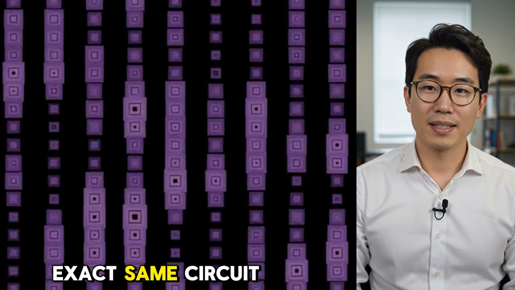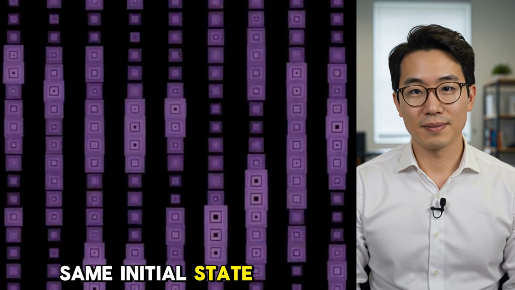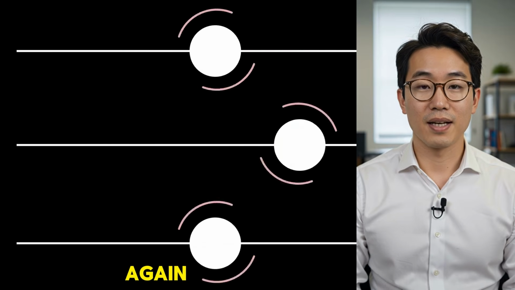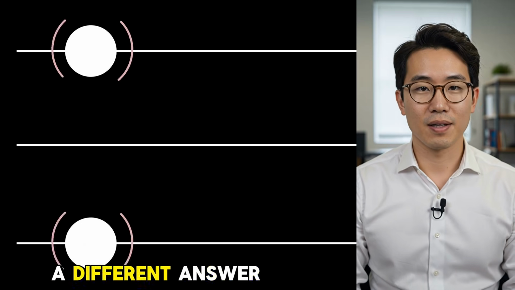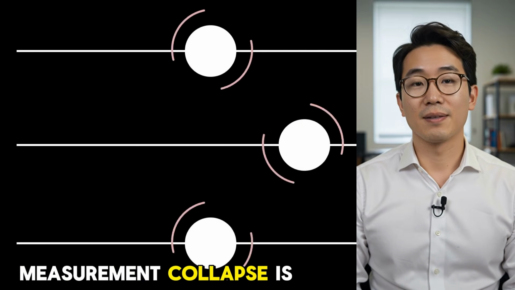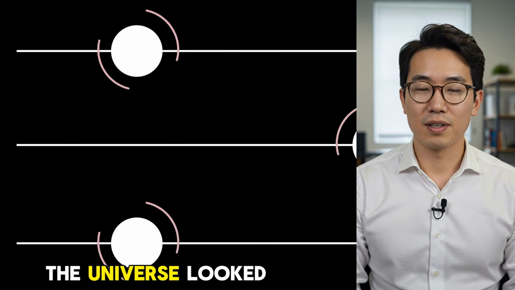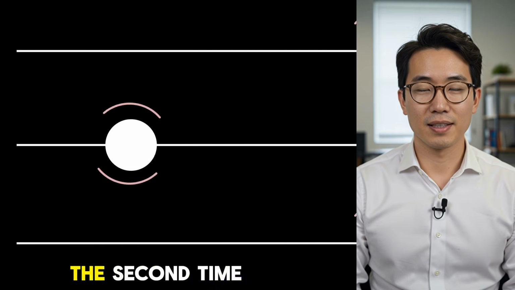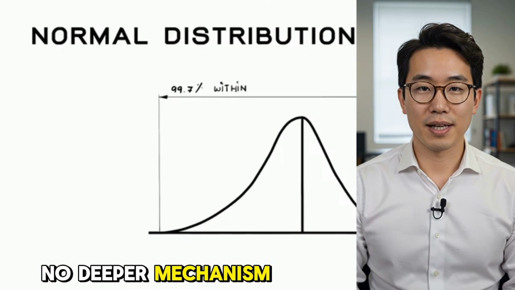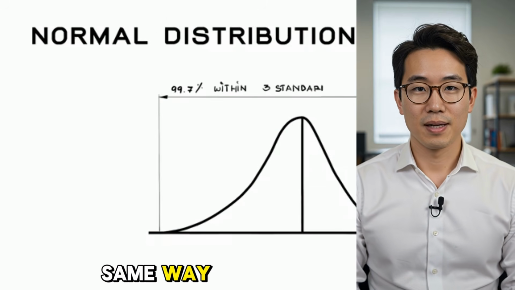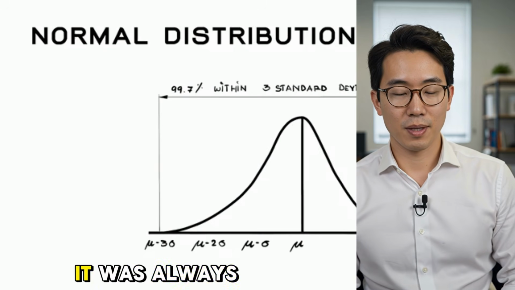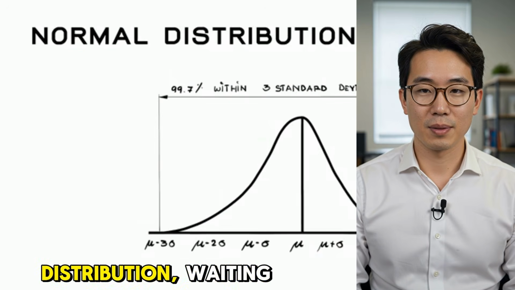Now you run the exact same circuit again, same initial state. Same gates, same number of qubits. And you measure again, and you get a different string, a different answer. This isn't because something went wrong. This is because measurement collapse is inherently random. The universe looked at your qubits and made different choices the second time. And there is no physical law, no hidden variable, no deeper mechanism that forced it to choose the same way. The second result, the different one, was always a possibility. It was always sitting there in the probability distribution, waiting.